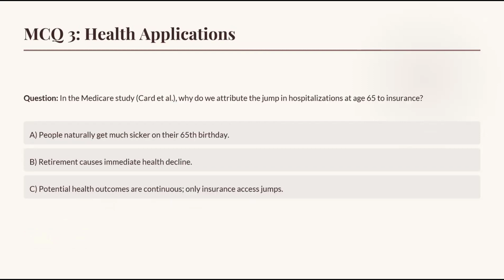In the Medicare study, Card et al., why do we attribute the jump in hospitalization at age 65 to insurance? A: people naturally get much sicker on their 65th birthday. B: retirement causes immediate health declines. C: potential health outcomes are continuous, only insurance access jumps. Number C, potential health outcomes are continuous, only insurance access jumps.